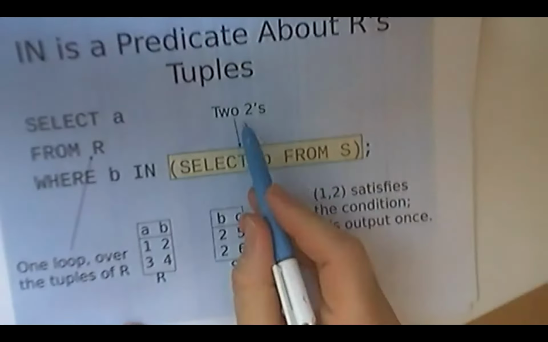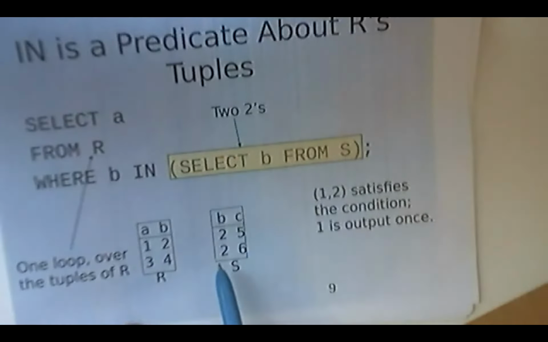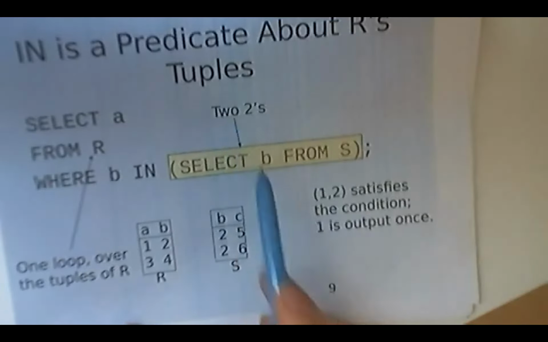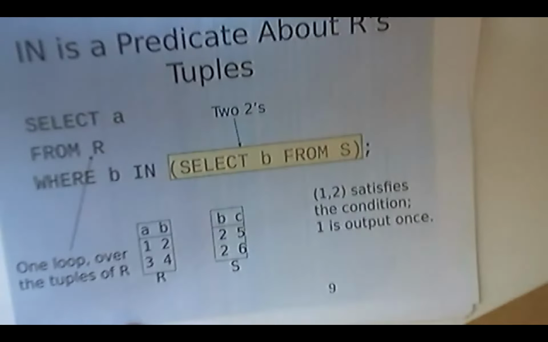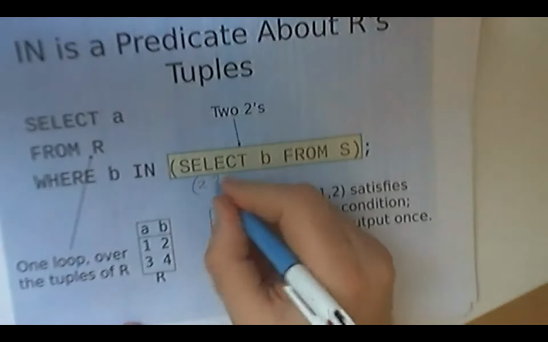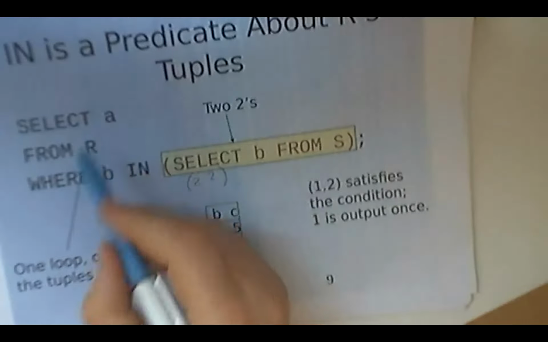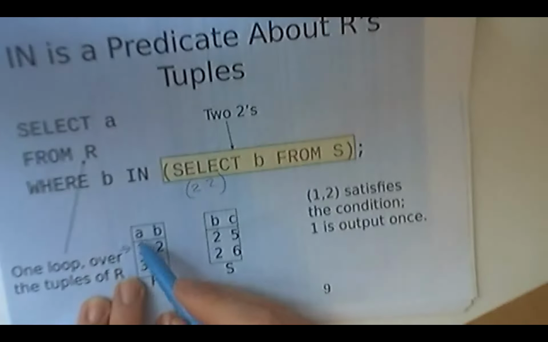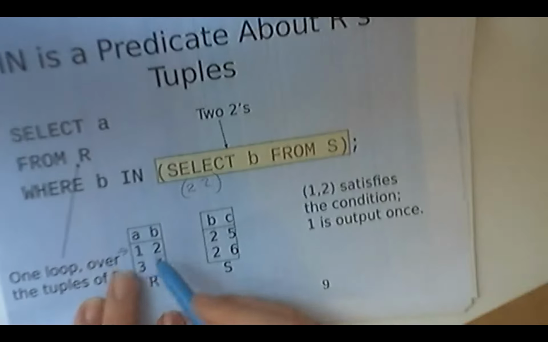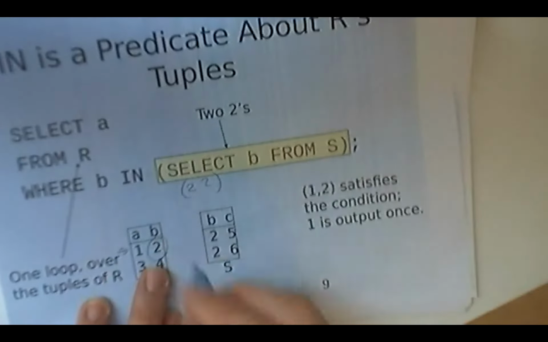So select B from S gives us two twos because it's based on bag semantics. We get 2 and 2 here because we're taking this from S. But that's then treated as a set. And then all it's going to do is walk R. So it goes here and says, is 2 in that set? Yes. Then, is 3 in that set? No. So then it's just going to give you B as a result.